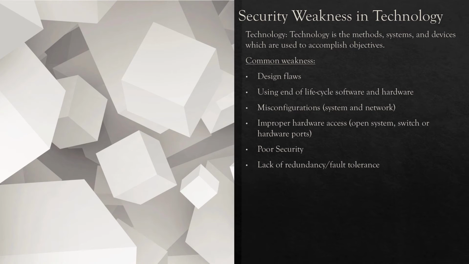Security weaknesses in technology. Technology is the methods, systems, and devices which are used to accomplish objectives. Common weaknesses include design flaws, using end-of-life cycle software and hardware, misconfigurations, both system and network, improper hardware access, open systems, switch and hardware ports, port security, lack of redundancy, and fault tolerance.